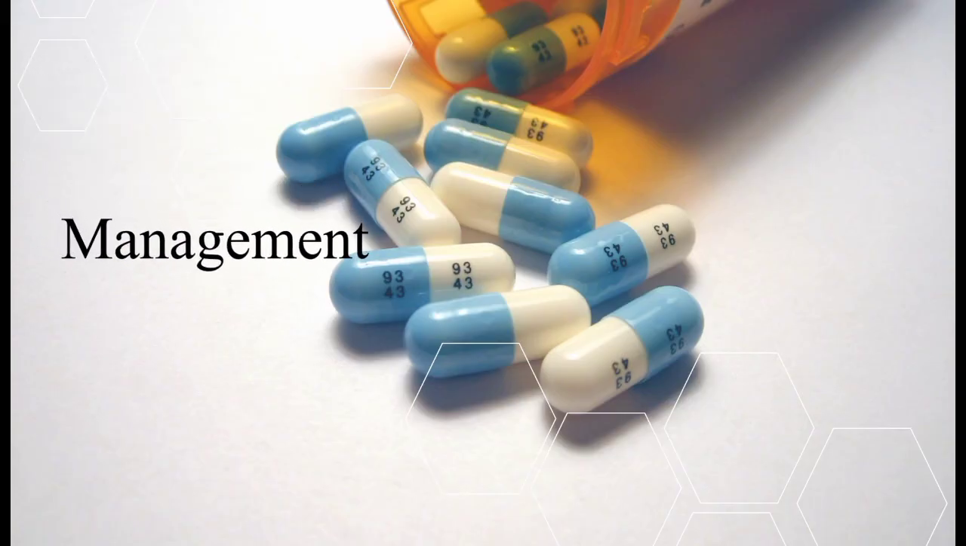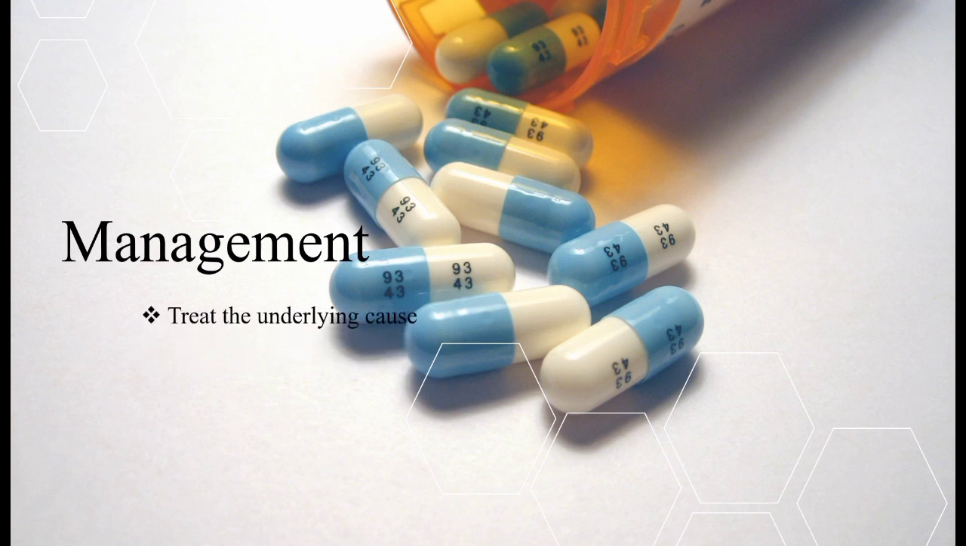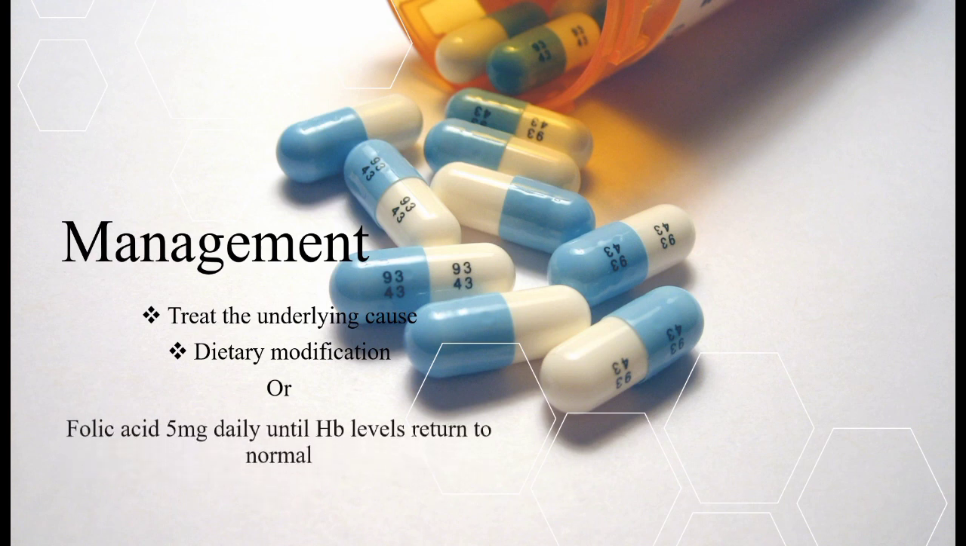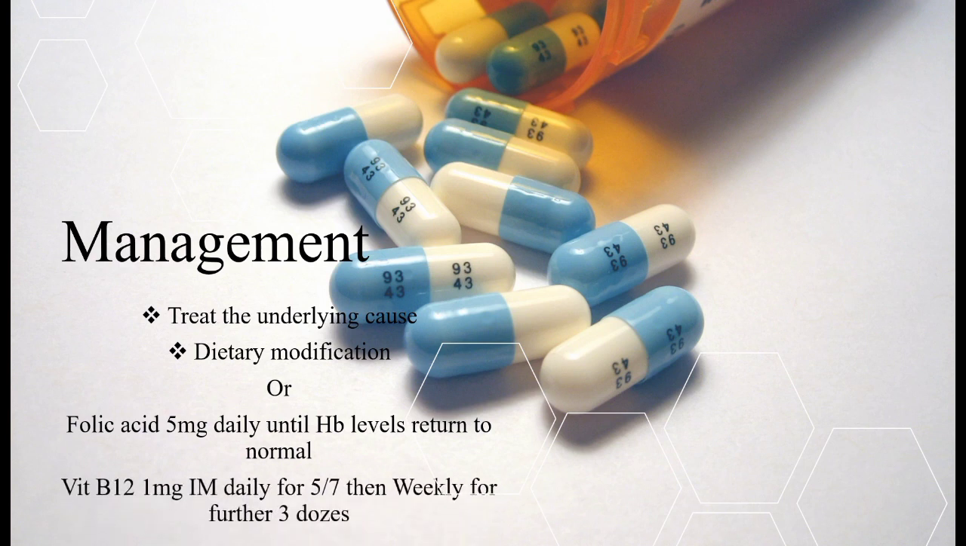The management, here you can treat the underlying cause. If someone is lacking some folates in the diet, or someone is lacking some vitamin B12, you can increase the vitamin B12 in the diet. So we have a dietary modification, definitely. Or you can give some folic acid, which is 5 milligrams daily, until the hemoglobin levels return to normal. Vitamin B12, 1 milligram IM daily for 5 days. Then you can give it weekly for a further 3 doses.